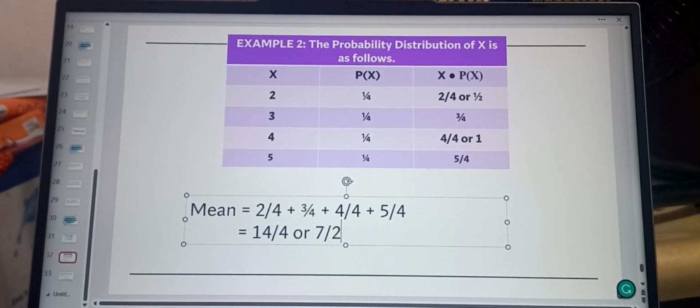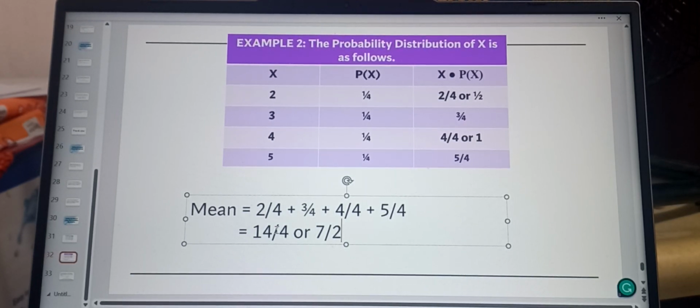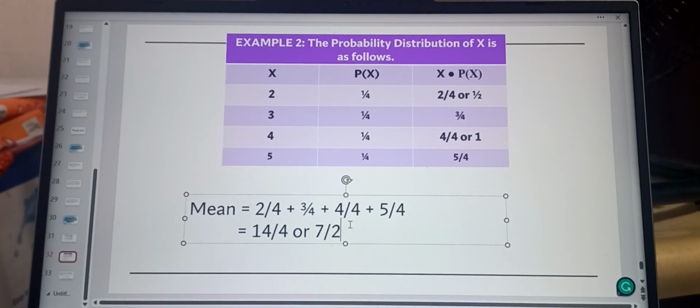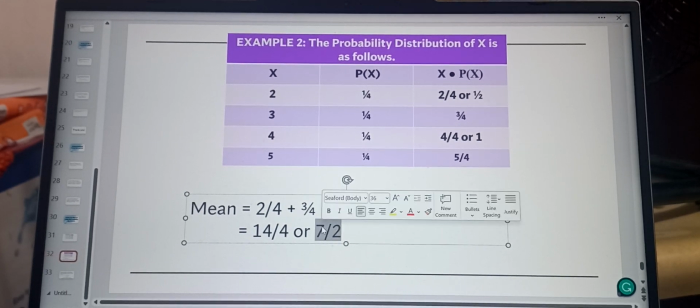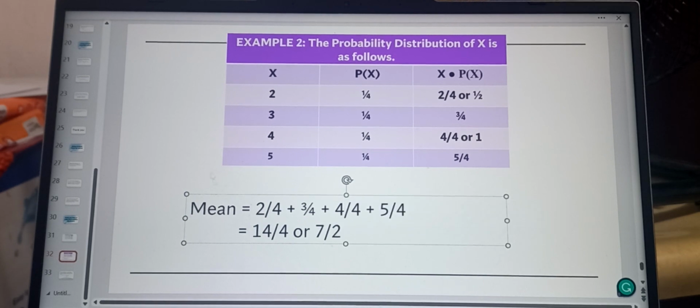Paano ko nakuha yung 7 over 2? Yung 14 at 4 kasi pareho silang divisible by 2. Diba? So, 14 divided by 2 is 7. 4 divided by 2 is 2. So, we have 7 over 2. That is the mean or the expected value of the random variable x. So, 7 over 2. Okay? So, I hope now we are clear with that.